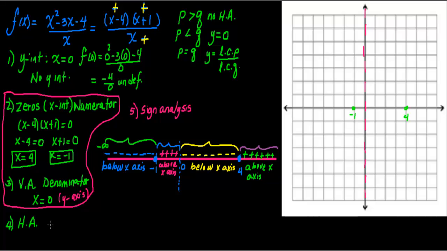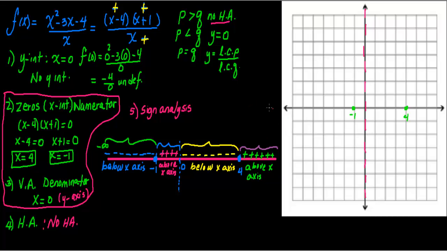Horizontal asymptote, we didn't determine that. I'm sorry. Since the degree in the numerator is greater than the degree in the denominator, that means there's no horizontal asymptote. So I forgot to write no horizontal asymptote. We're done. That's all we have for plotting. Let's go ahead and sketch. And this is what we do.